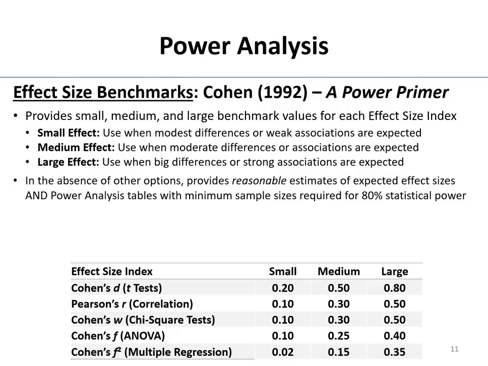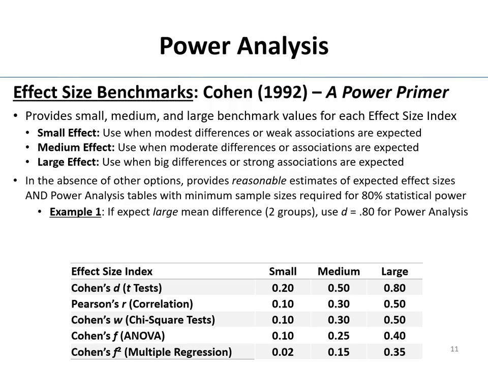When you do not have other options, these benchmarks give you a reasonable estimate of the expected effect sizes, and accompanying power analysis tables with minimum sample sizes required to achieve 80% statistical power. This study really does save a lot of people's butts. So let's do a couple examples. Example 1: if you expect a large mean difference in a study that has 2 groups, you would use Cohen's d. I highlight the study there for Cohen's d. And a large mean difference is a d of 0.8 in your power analysis.